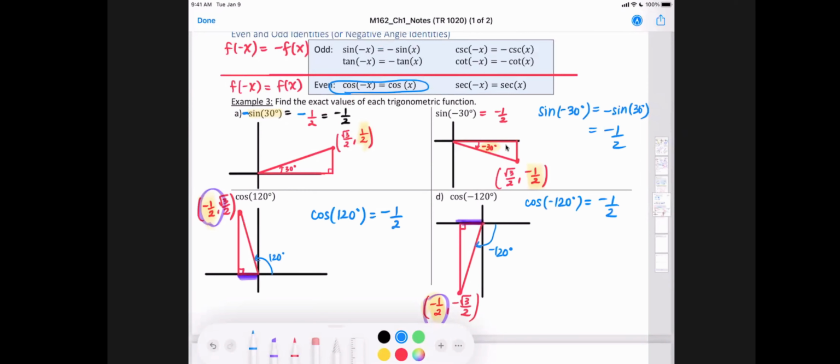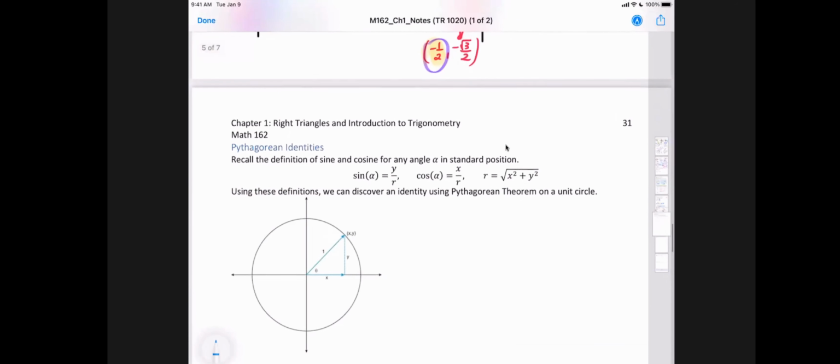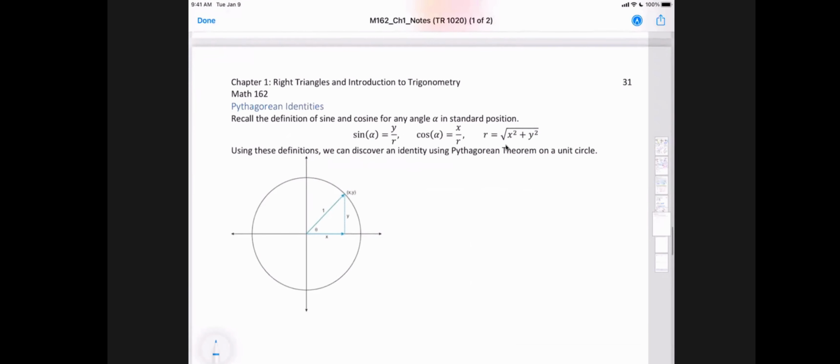All right, so let's go ahead and continue with learning the Pythagorean identity. All right, so this one's pretty important. So I'll show you how we derive it. So let's recall our definition for sine and cosine for some angle in standard position. The definition for sine is that it's y divided by r. Cosine is x divided by r. And then r, the radius, is the square root of x squared plus y squared.